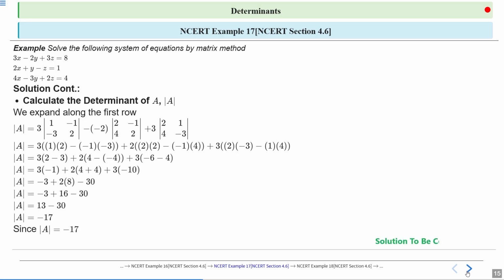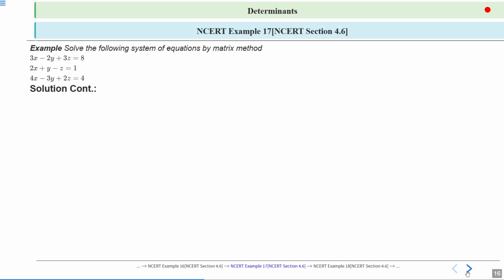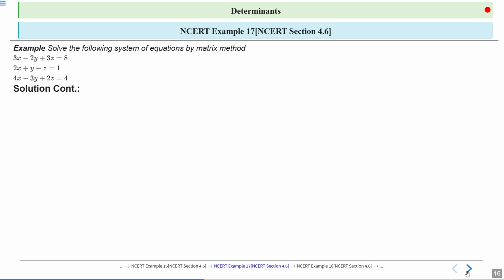Now the determinant is minus 17, that is a non-zero value. If we get a determinant that is non-zero, the matrix A is non-singular. So A inverse exists, and the system has a unique solution, and it is consistent.